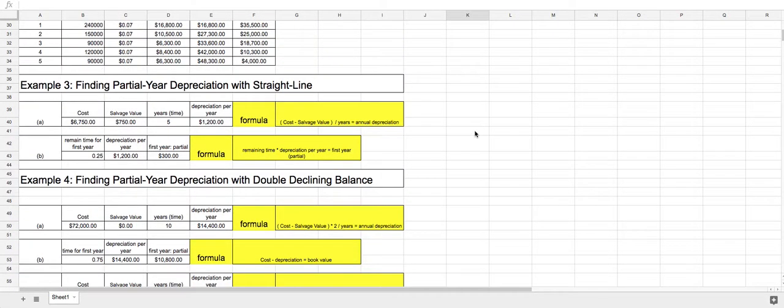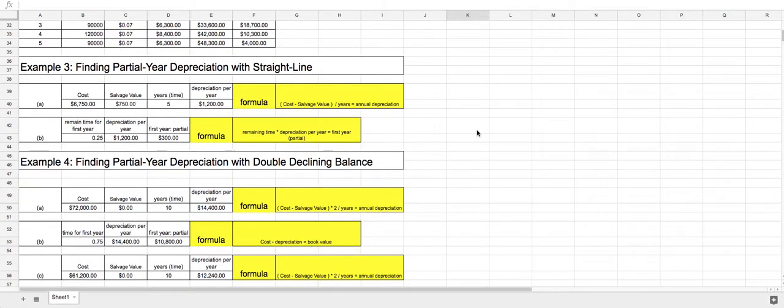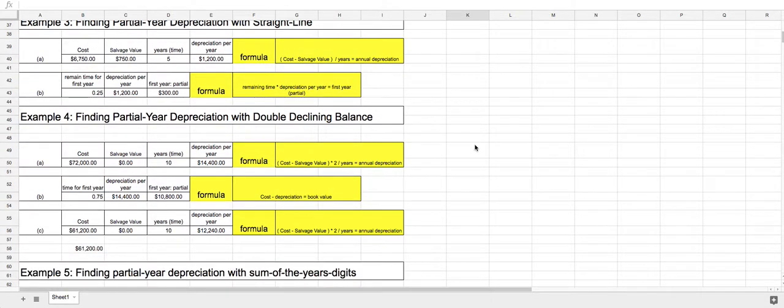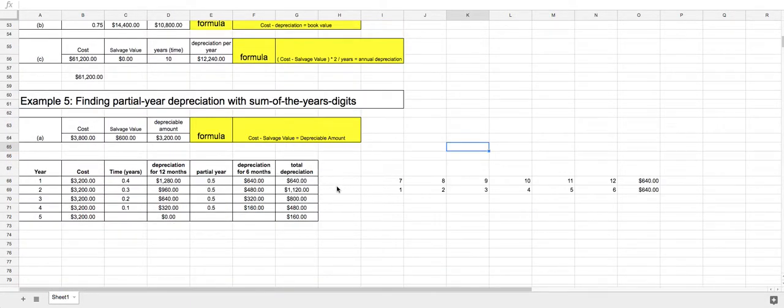So what did we do in this second part of the video? We found partial year using straight line, partial year using double declining, and then we find partial year depreciation with the sum of the year digits.